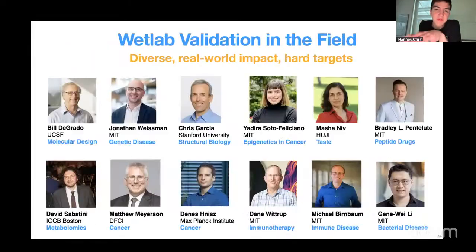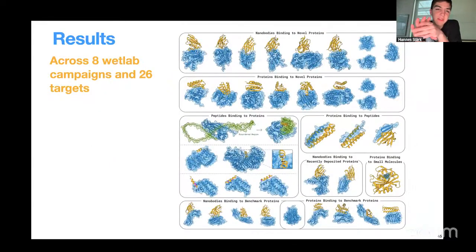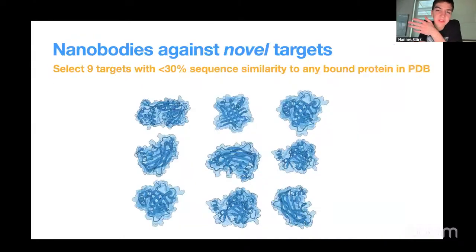But now to the real wet lab results, where I mentioned these now more than 30 collaborators, and that we have the results from 8 wet lab campaigns across 26 targets. I won't show all of them, just a few. Starting off with our campaign where we try to find binders against novel targets, in the sense of them not being targets that are already in the training data with existing bound structures, right? Which is how, as I mentioned, most binder design models are evaluated at the moment.